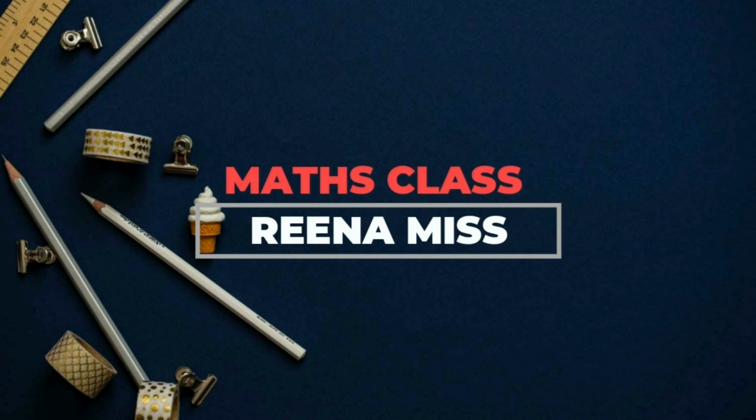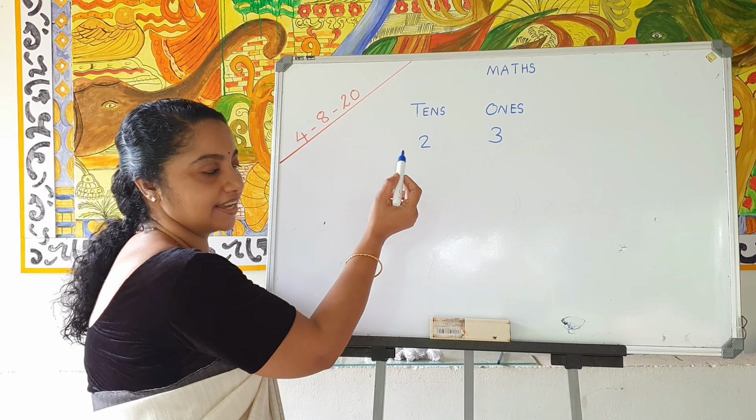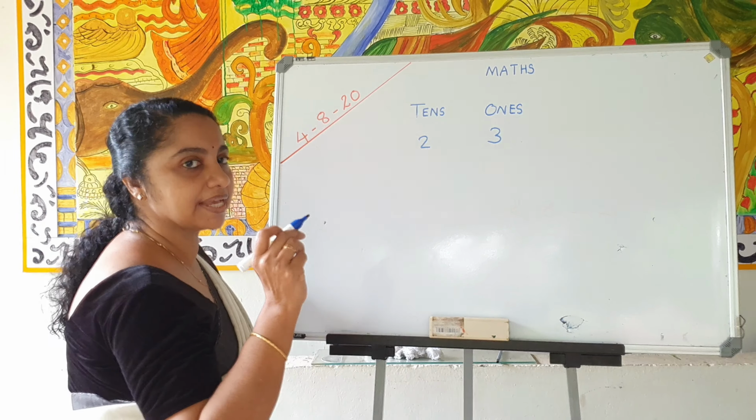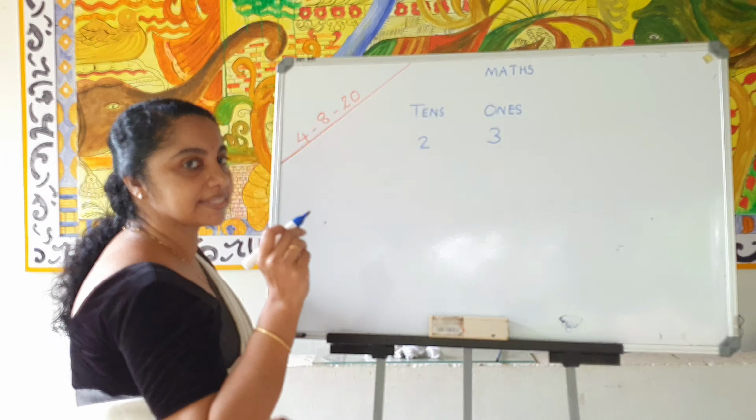Yesterday we learned about tens and ones. So 23. In 23 there are 3 ones and 2 tens. Now we are going to find the place value of the digits in this number. Repeat the term place value. P-L-A-C-E V-A-L-U-E. Place value. We are going to find the place value of the digits in this number. Listen.